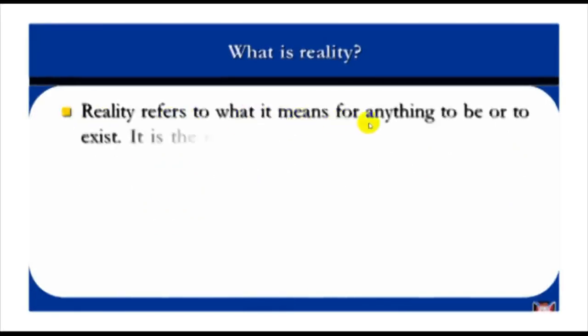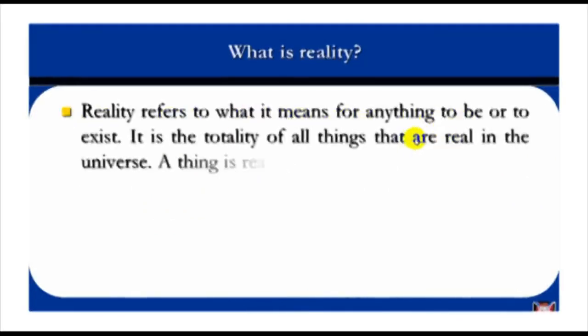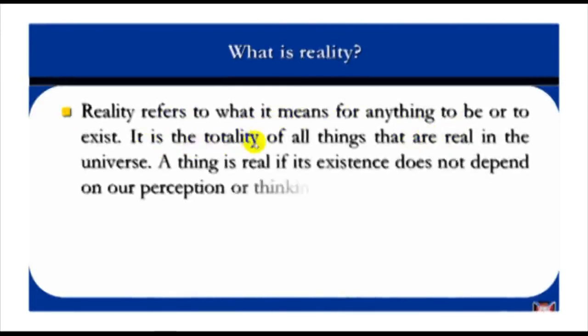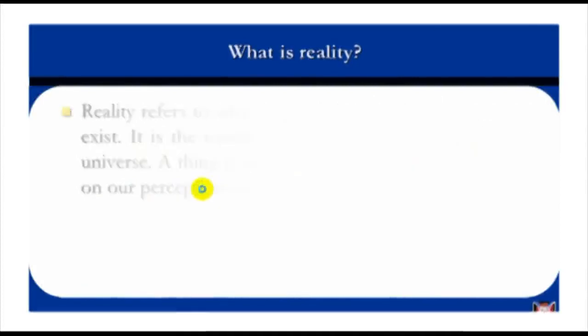We have looked at the problem and the significance of the appearance and reality distinction in our day-to-day existence. The next thing to do is to better understand the definition of reality and appearance. Simply put, reality refers to what it means for anything to be or to exist. It is the totality of all things that are real in the universe. A thing is real if its existence does not depend on our perception or thinking of it.